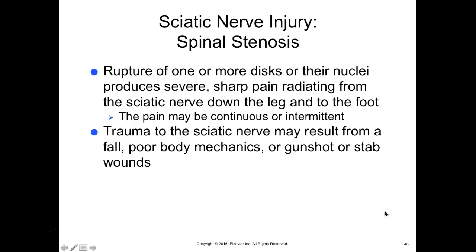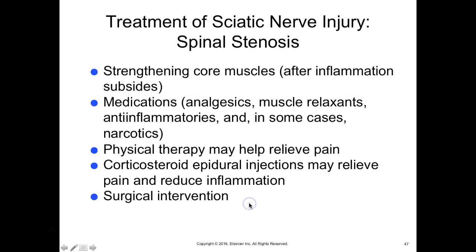Sciatic nerve injury and spinal stenosis. Rupture of one or more discs or their nuclei produces severe sharp pain, and it shoots or radiates down the sciatic nerve, down the leg and to the foot. The pain can be continuous, so there all the time, or it could be intermittent. Trauma to the sciatic nerve may result from a fall, poor body mechanics, gunshot, or stab wounds as well.